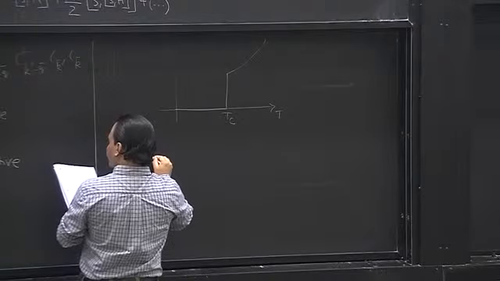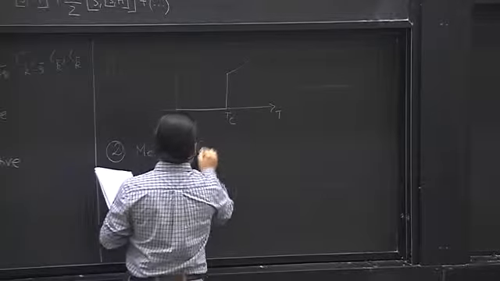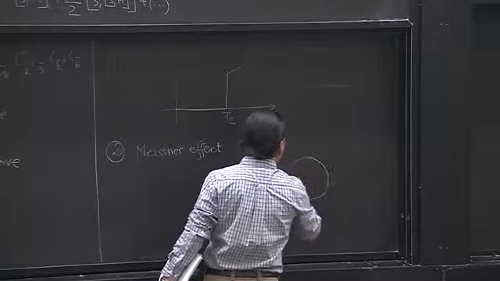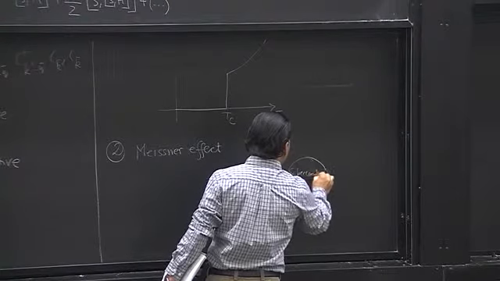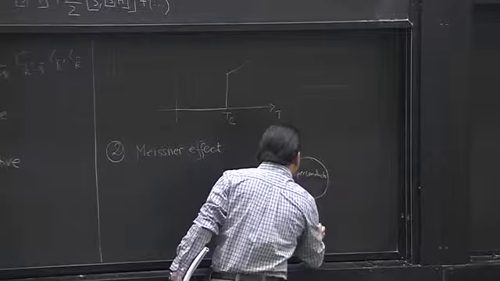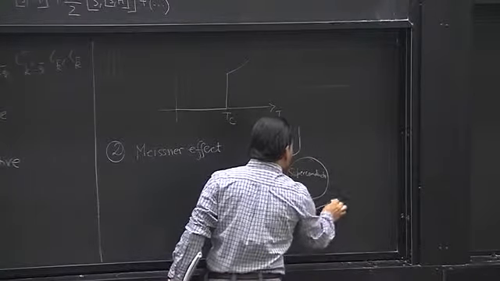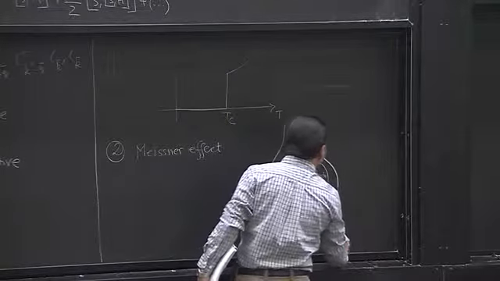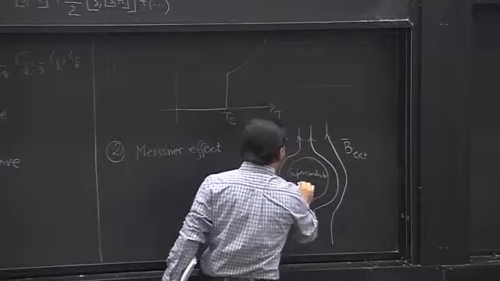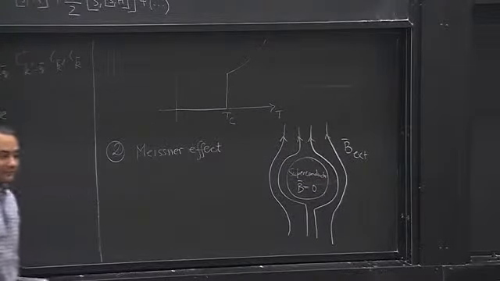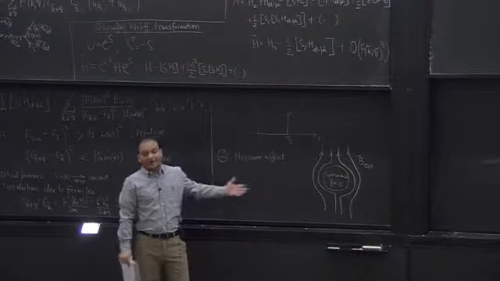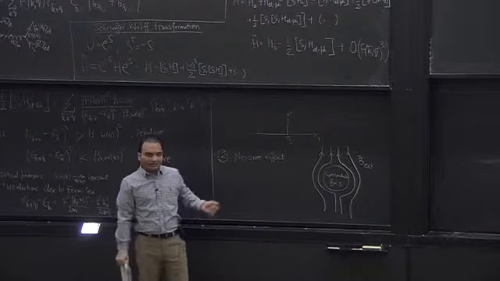The second is called Meissner effect. What was observed is, if you have a superconductor and you put this superconductor in external magnetic field, all the field lines are repelled. So superconductor is a perfect diamagnet. So these are external magnetic field lines. Inside the superconductor, the field is zero. So this is called Meissner effect. Superconductor is a perfect diamagnet.